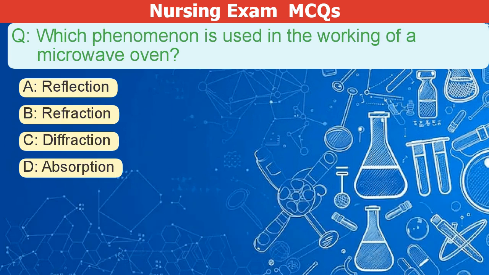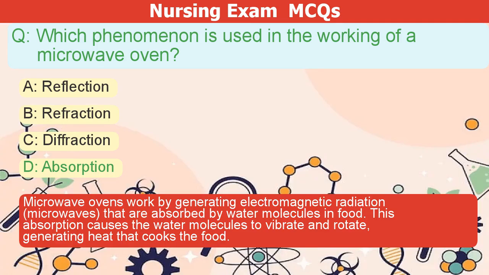Which phenomenon is used in the working of a microwave oven? A. Reflection, B. Refraction, C. Diffraction, D. Absorption. The correct answer is D. Microwave ovens work by generating electromagnetic radiation, microwaves, that are absorbed by water molecules in food. This absorption causes the water molecules to vibrate and rotate, generating heat that cooks the food.